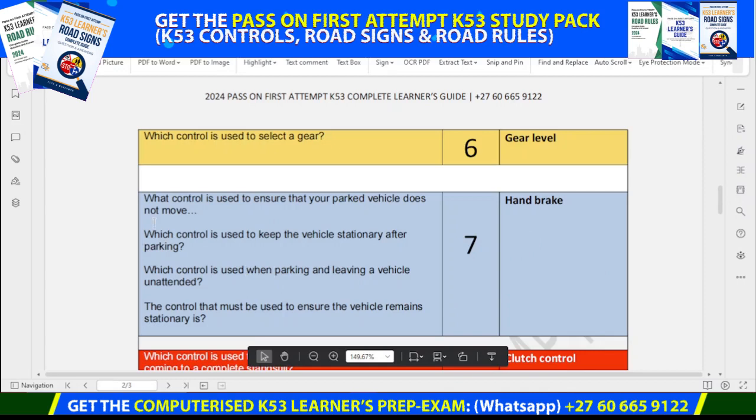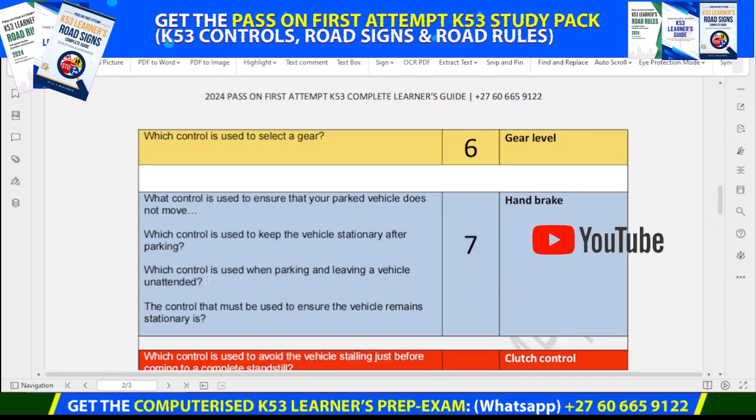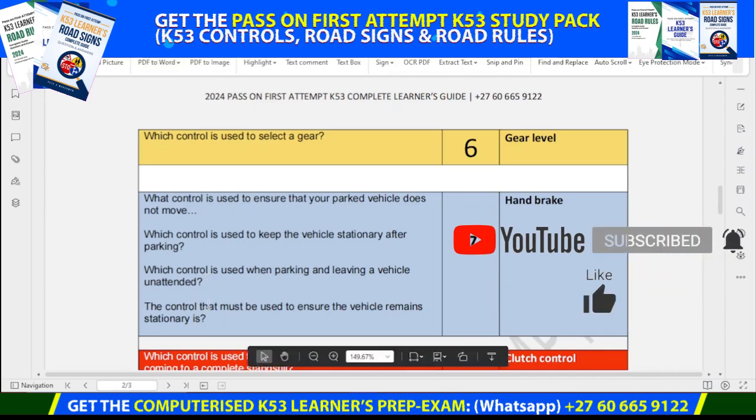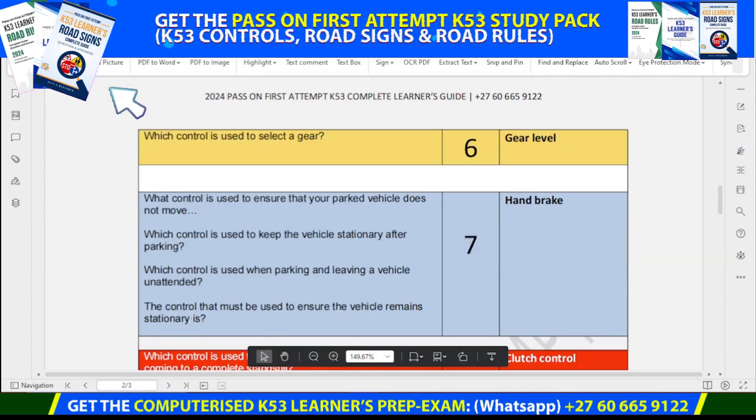Now if the question says which control is used when parking or leaving a vehicle unattended, that's also the handbrake. If the question says which control must be used to ensure that the vehicle remains stationary, that's also the handbrake. There is one common factor about these questions. What you need to know is that here we are talking about a vehicle that is not moving. We are not stopping a vehicle. Here we are just stopping a stopped vehicle from moving, right?